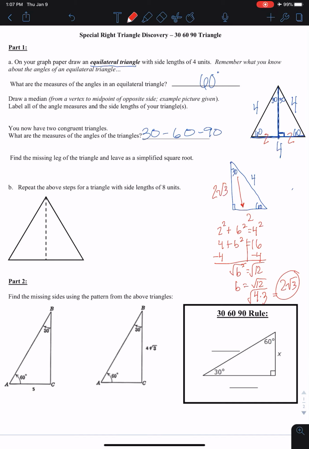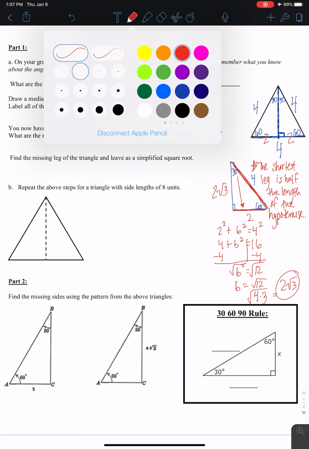So you can see there's a relationship between the smallest side here, 2, and the longest side, the hypotenuse, 4. The shortest side is half the length of the hypotenuse. So I'm going to just write that over here. The shortest side, I'm going to call it the shortest leg. The shortest leg is half the length of the hypotenuse. So that's one of the relationships.